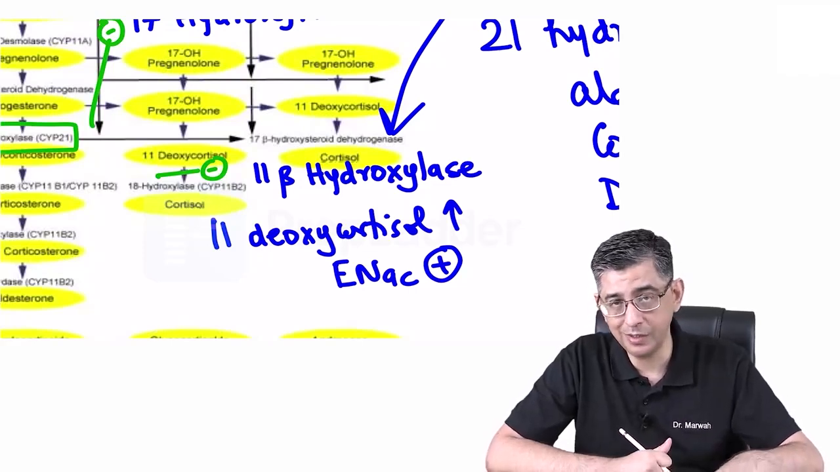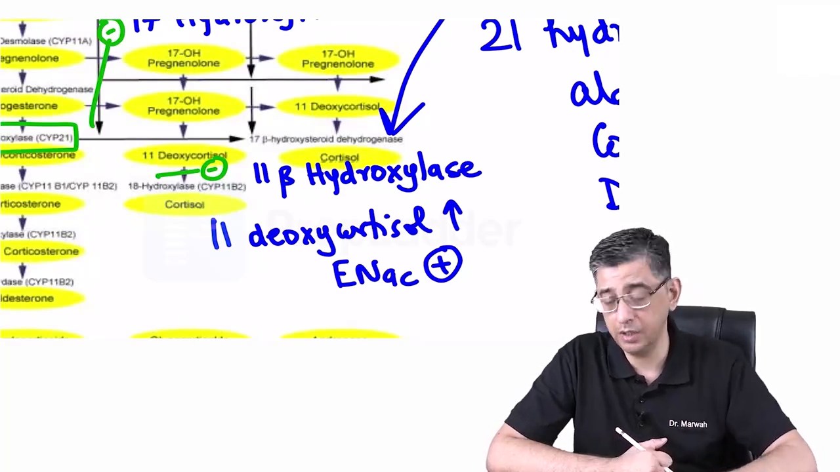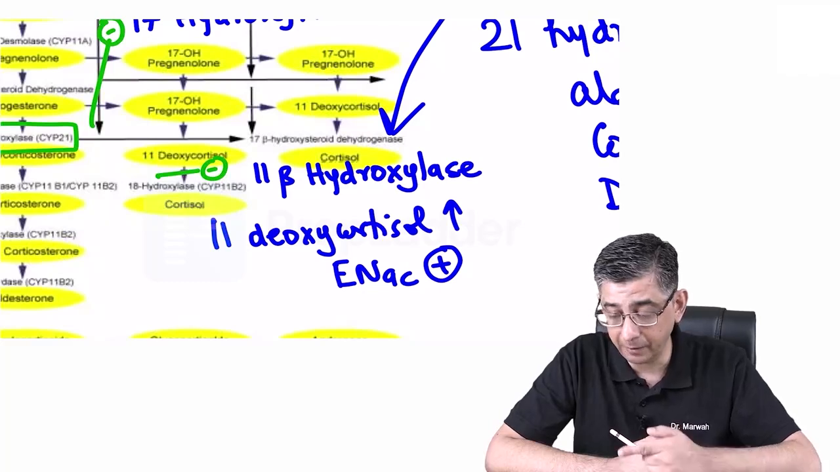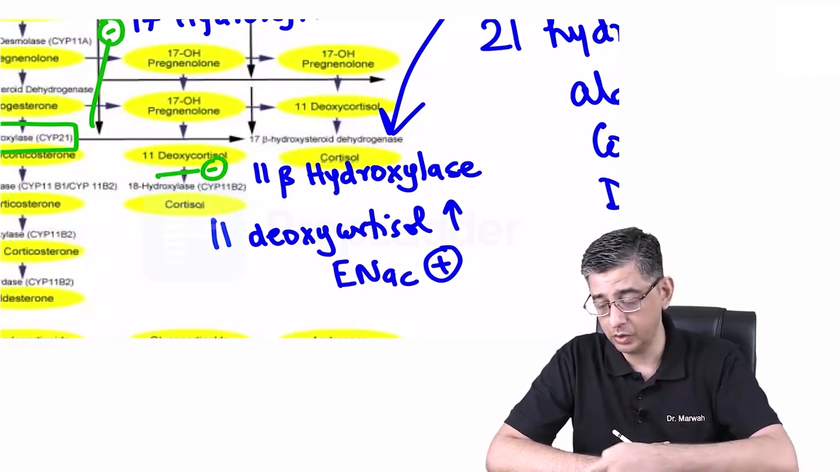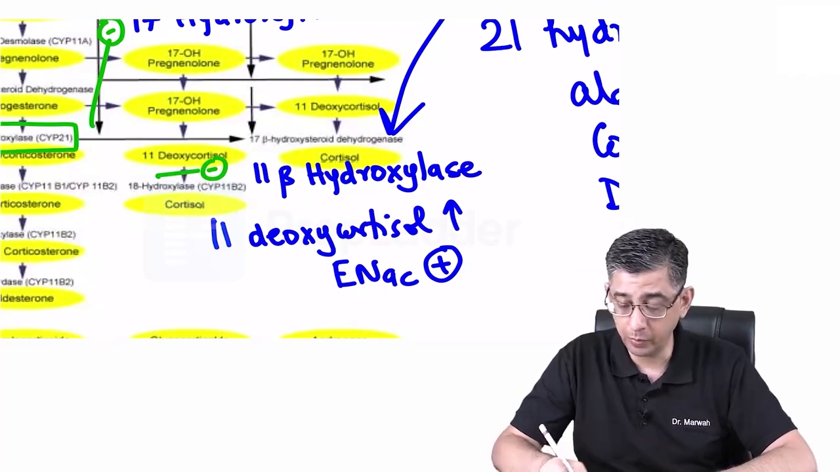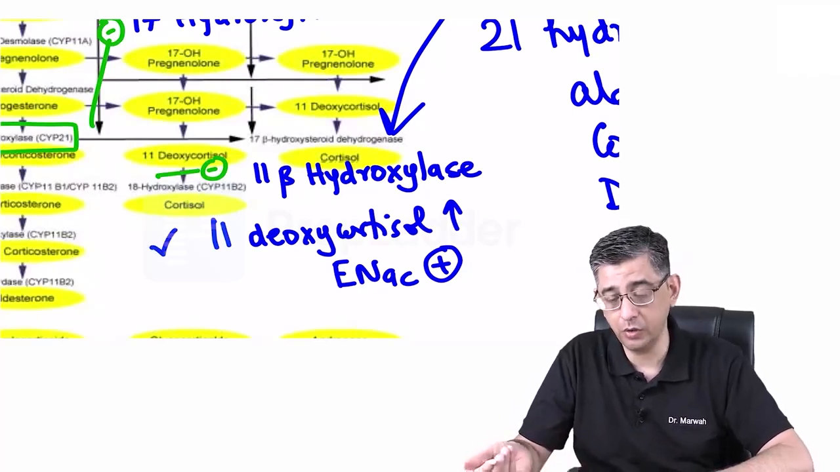So in 21 hydroxylase deficiency, agreed, there is hypotension, but in 11 beta hydroxylase deficiency you will read about hypertension, and this hypertension is explained by which product? That's itself a question: deoxycortisol.